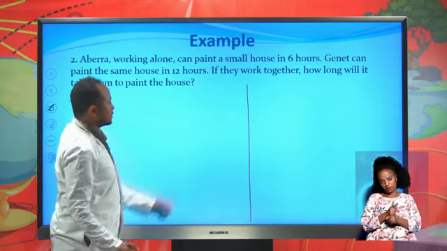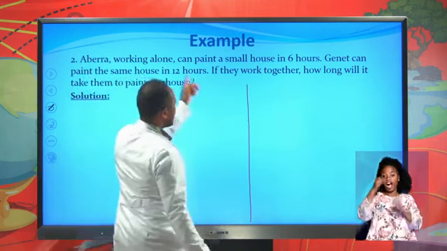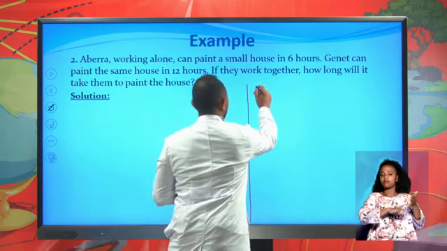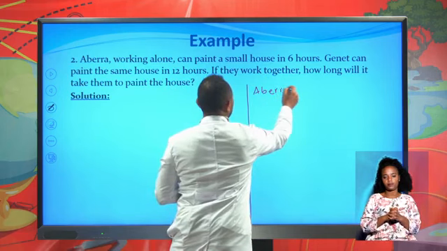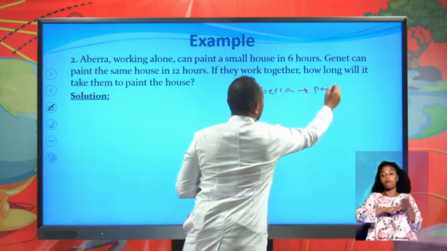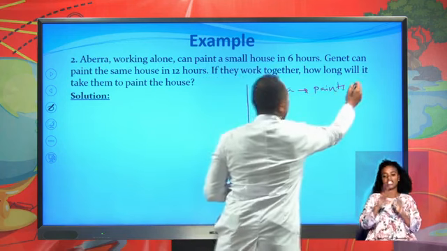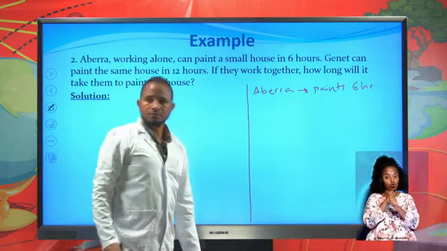Now before the solution, let's see one thing. Aberra can paint the house in 6 hours. It can complete the whole job in 6 hours.